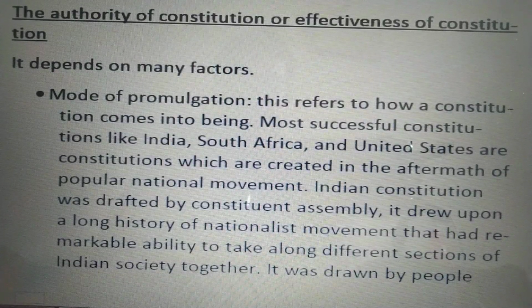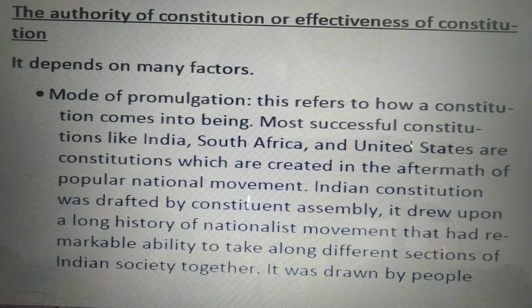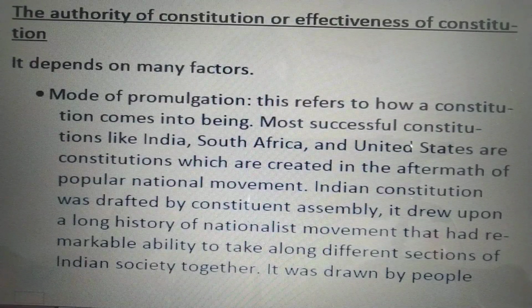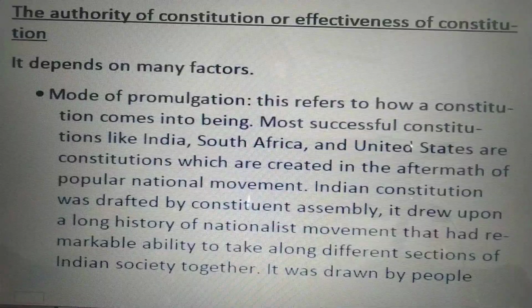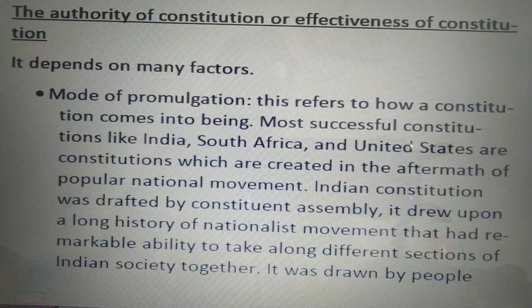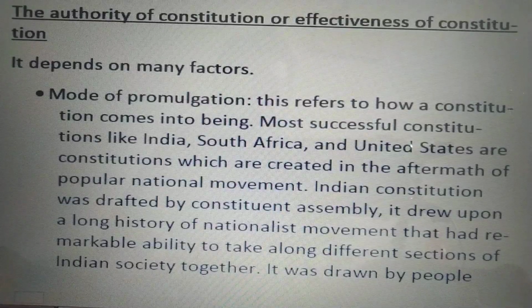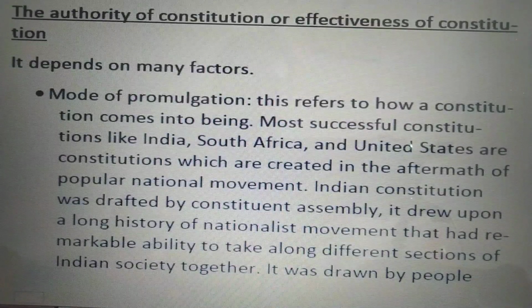Mode of promulgation. This refers to how the Constitution has evolved over a period of time. If we see successful Constitutions around the world, like in India, South Africa and United States, we will find that there was a mass movement before writing the Constitution of these countries. This mass movement has a property to include every section of the society and build consensus on the ideas, values, principles that would be there in the Constitution.